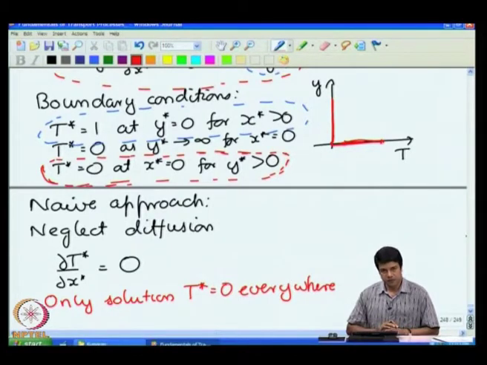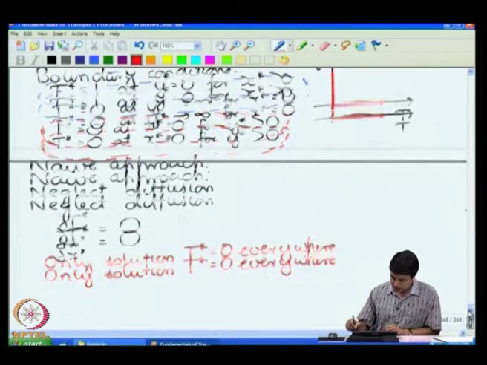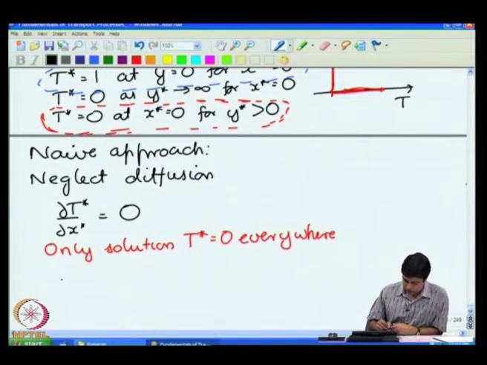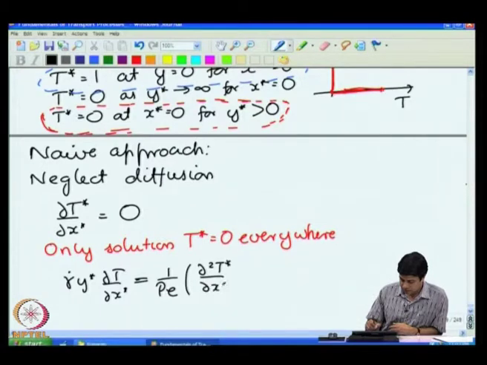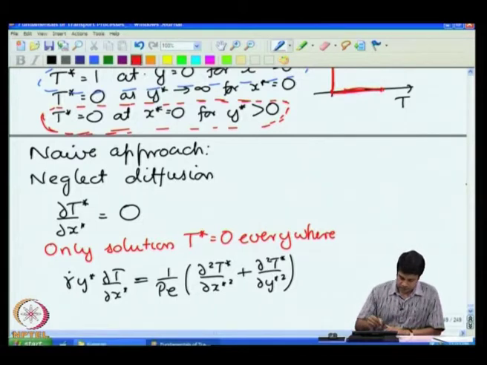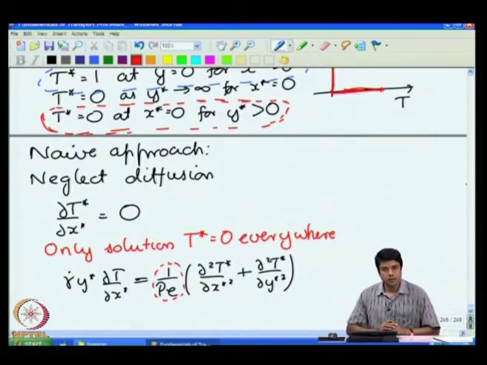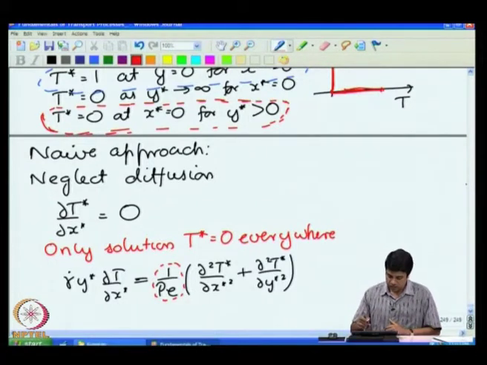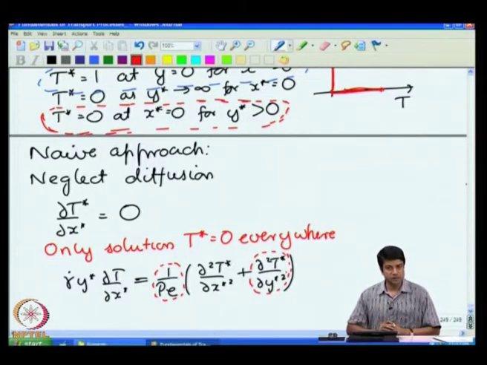So, even though the Peclet number may be large, and even though I have an equation of the kind gamma dot y dT by dx is equal to 1 by Pe times d square T by dx square plus d square T by dy square, even though this prefactor may be small because the Peclet number is large, if the derivative is large, the product of these two could still be comparable to the convection term.